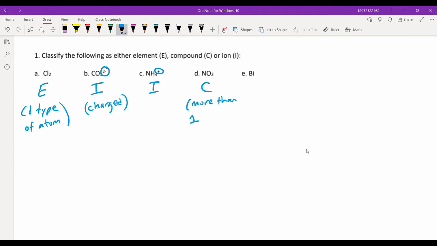More than one type of atom. So that's the difference between that one and the first one we did with just two chlorines. And then here, of course, we have just one atom, so it has to be an element. So pretty basic, but essential definitions that you should know.